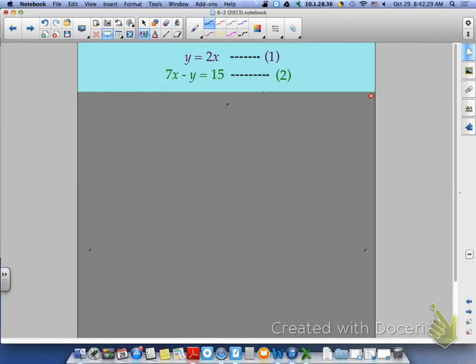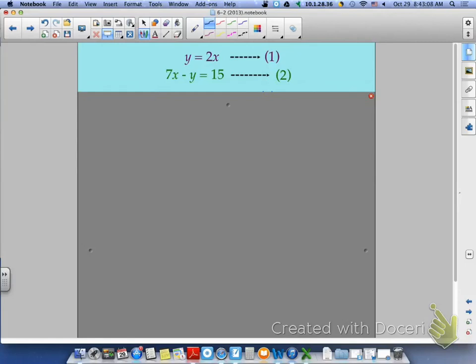y equals 2x. 7x minus y equals 15. Remember, we are still using substitution, but the form of the equation is slightly different, correct? In the previous system, both were in slope-intercept form. Now you have one in slope-intercept form and the other one in standard form. But you still know what y is, and your goal is to get it to a single variable equation. So George, help me out. What should I do here?